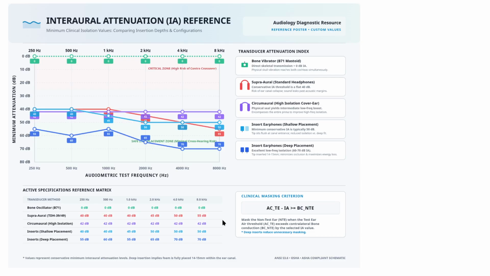Oftentimes, when you have intermediate insert placement, you might adopt something more conservative, maybe a 50 dB minimum intraoral attenuation value instead of 55, because you don't always know. If you have shallow, it's obvious because you're not flush. If you have deep, you're going a couple millimeters beyond the ear canal entrance. But if you have intermediate, usually you're just flush in general. And that's the most common placement, in my opinion.